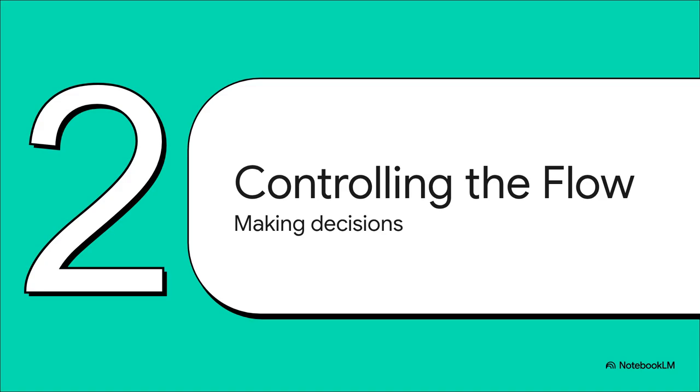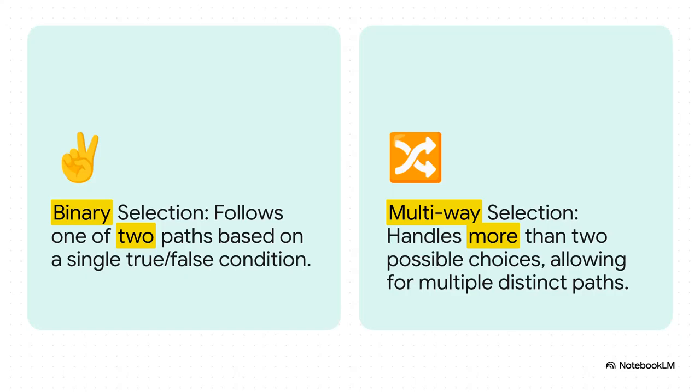All right, we've got the rules down. Now let's get to the fun part and actually build something. The first powerful tool we have is called selection, which is just a fancy word for decision-making. This is how we give our program a brain and let it make choices. And decision-making really comes in 2 main flavors. You've got binary selection, which is your basic yes or no, true or false choice, a single fork in the road. Then you have multi-way selection, which is what you use when there are several possible paths, like choosing small, medium, or large.